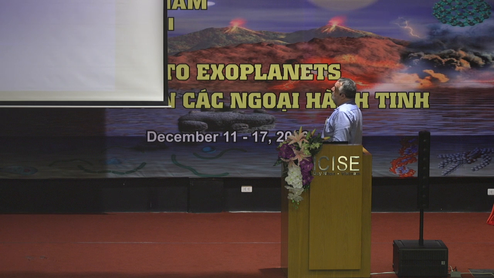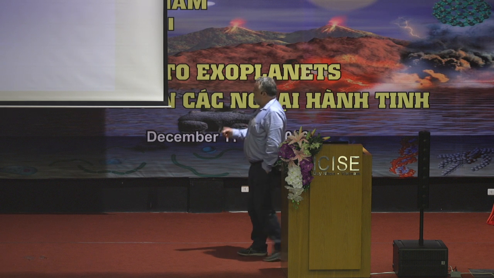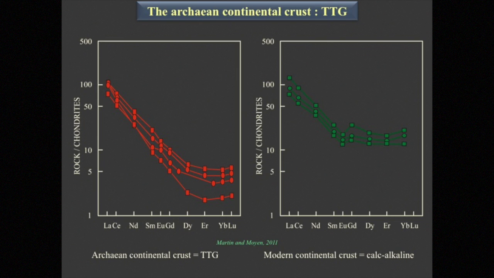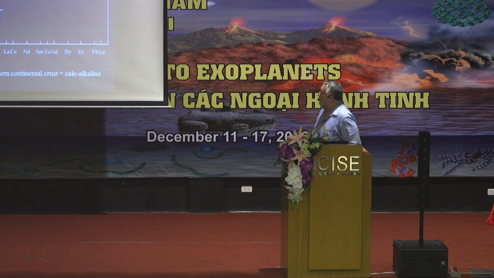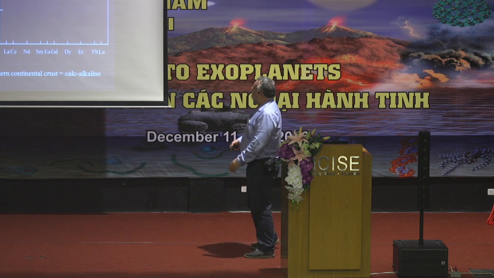There is the same difference for rare earths. Typically, the Archaean crust has very strongly fractionated rare earth patterns with a low heavy rare earth content. When compared to the modern crust, the heavy rare earths on the right of the diagram are not so low. The normalized content is greater than 10, whereas it is obviously less than 10 and very often less than 5 for Archaean rocks. So there is a big difference between these rocks.